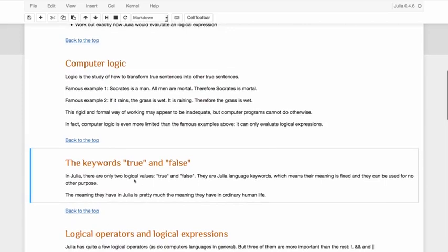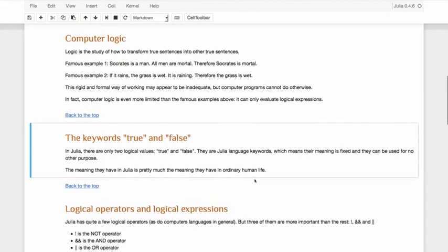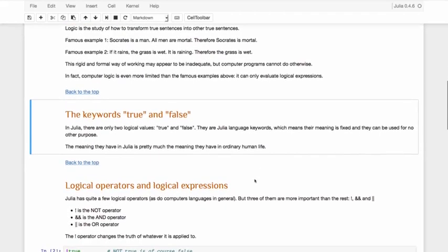In Julia, as in most computer languages, there are only two logical values, true and false. They are Julia language keywords. Their meaning is fixed. You cannot change them. They mean in Julia pretty much what they mean to us in ordinary life. And if you try and think about statements in Julia in terms of what you know about a statement being true and a statement being false, then most of the time you will get it right.